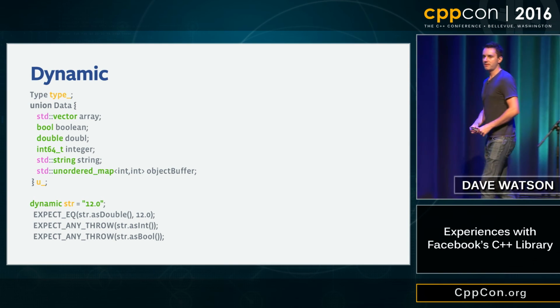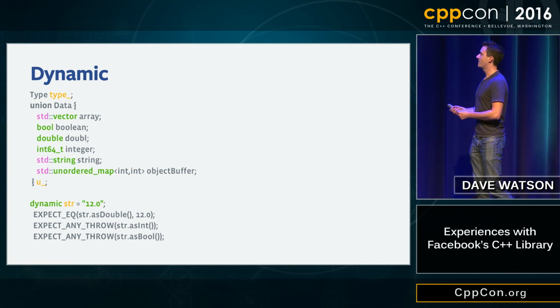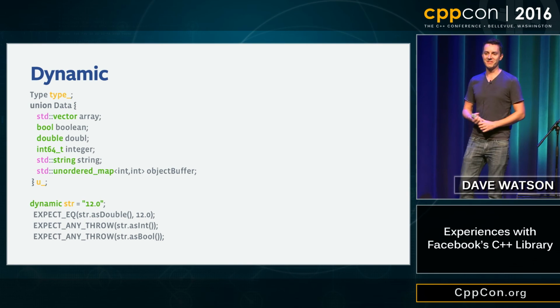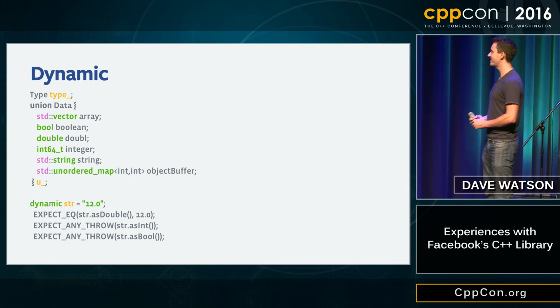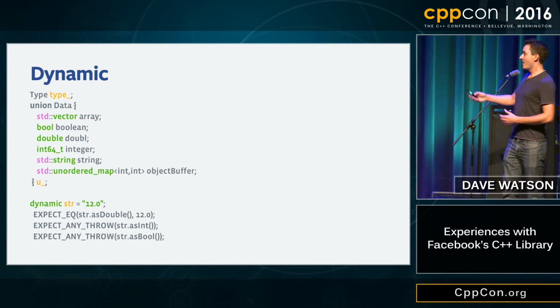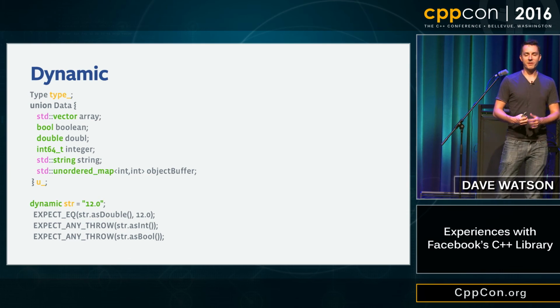When Folly was released 4 years ago, this is probably the class that made the most waves. We added some dynamic typing to C++. People were really excited about this. What did we use it for? Since then, we have a bunch of different options that have come on the scene.